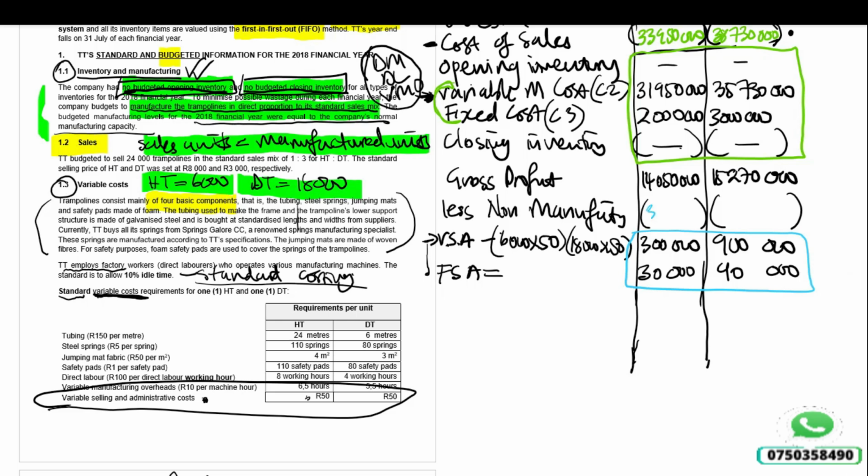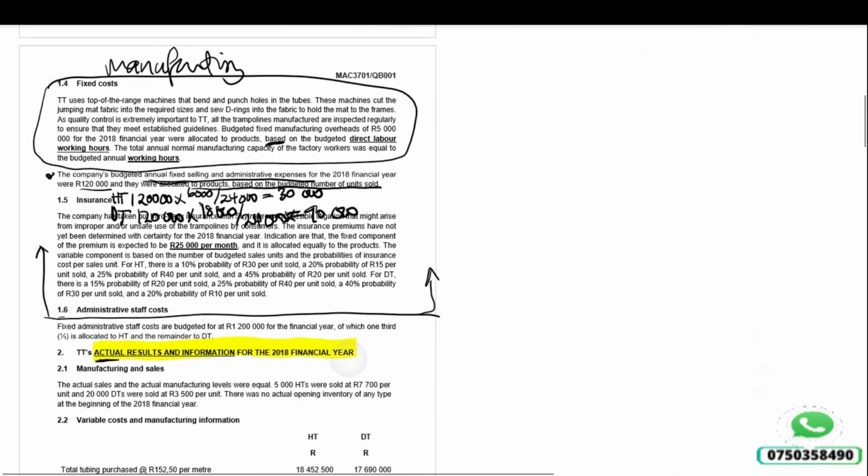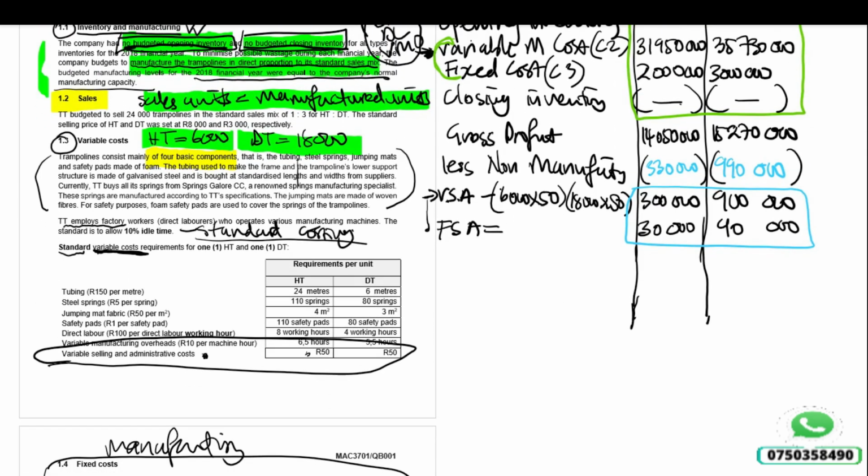So I have 330,000 here, and then here I have 990,000 as my non-manufacturing cost. These are the costs that are not involved in the production process. But if you look at the information I've been given, there's also note number 1.5 and note number 1.6, insurance and administrative staff cost. These relate to other operating costs, and I have to subtract them as well.